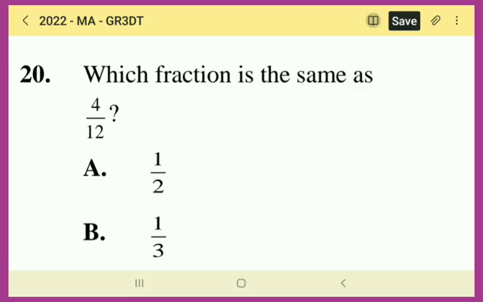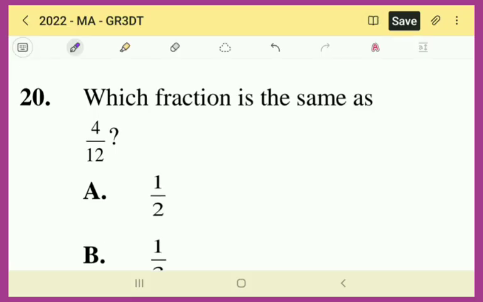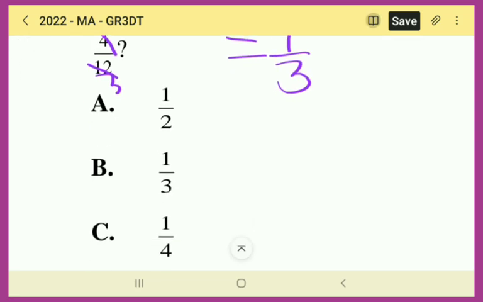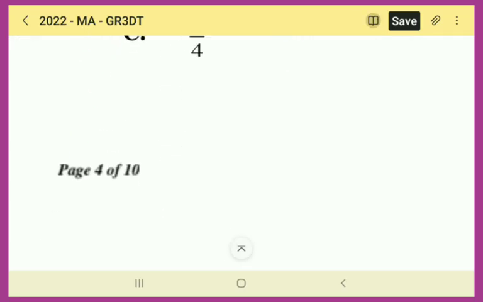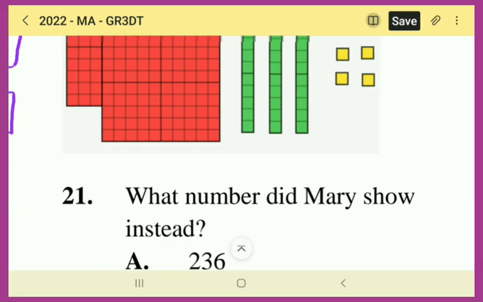Which fraction is the same as 4 over 12? Now you will need to reduce this to find which is the same. 4 into itself goes 1 time, 4 into 12 goes 3 times. So we're looking for a fraction that is the same as a third. Let's see if we have a third, or we need to reduce to find a third. We have a third at B. Good job. Moving on to the next side of the paper.